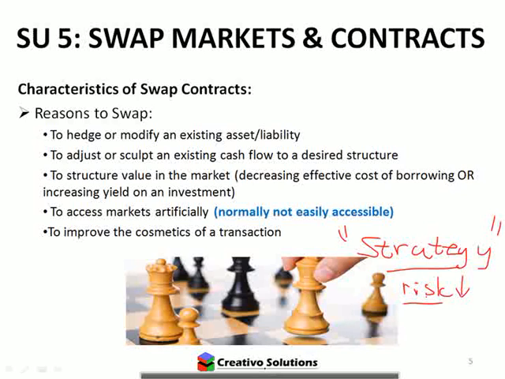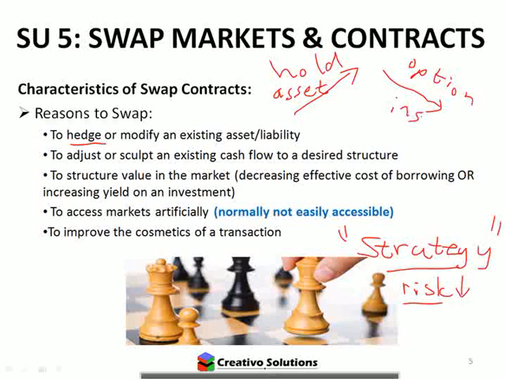So, reasons to swap: obviously to hedge or modify an existing asset or liability. Hedging, remember, means taking the opposite position. A hedge would be, I'm going long, but I need some security short. You might want to hold the asset because it should appreciate in value, but then you take out an option to sell, almost like insurance in case it doesn't go up, on unfavorable market conditions.